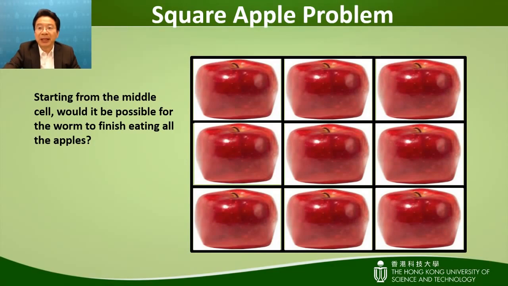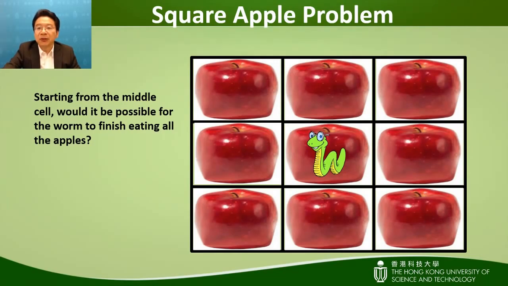Do you know that people can actually grow square apples or even square watermelons? They are very expensive though. Don't worry, even if you have not seen or eaten a square apple before, you should still be able to solve this problem. Consider that in the initial stage of this problem, there's a worm in the middle cell.